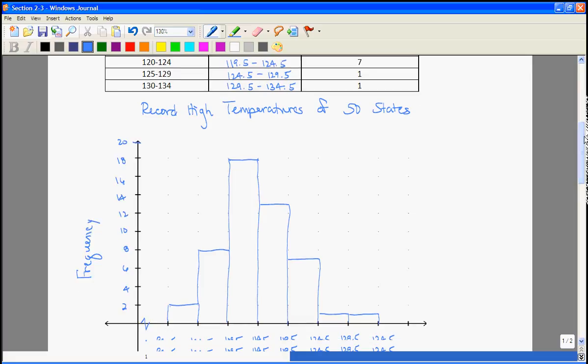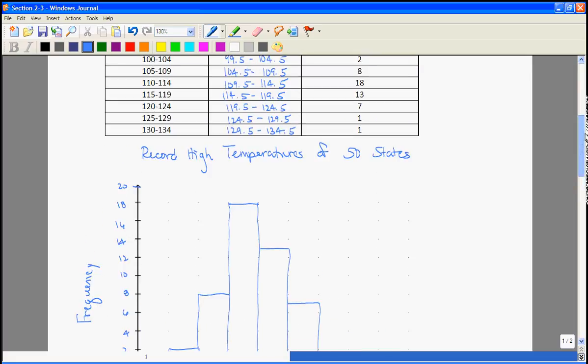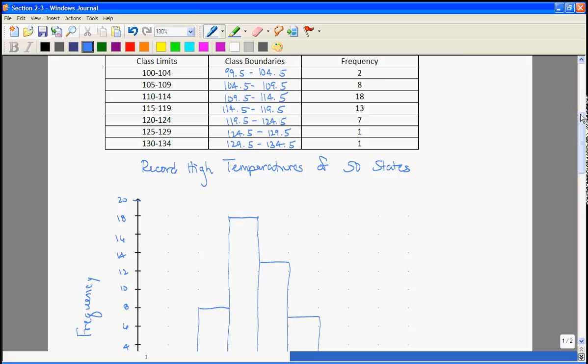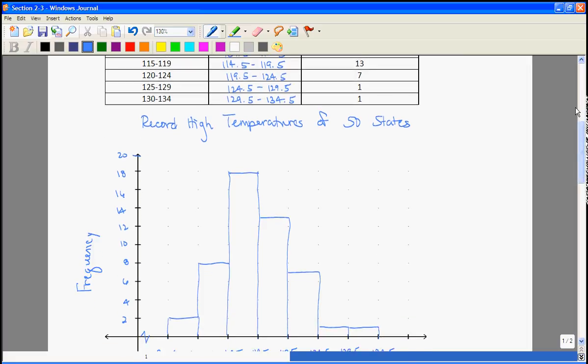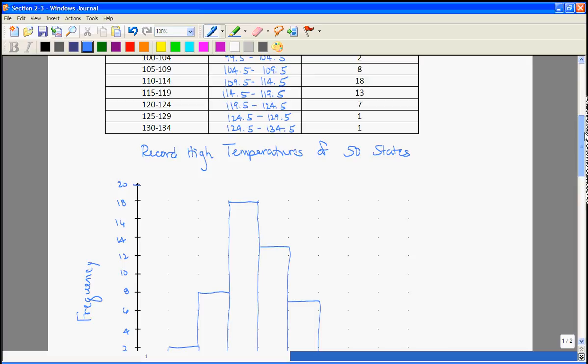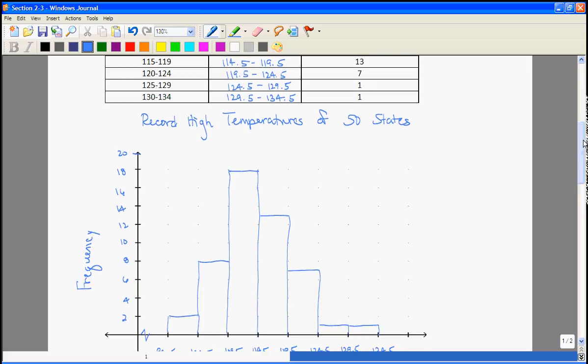Of 50 states. So there's our histogram, and even though we saw that most states had a record high temperature somewhere between 110 and 114, we get a bigger picture with our histogram, noticing that things taper off from there, that there are actually more record high temperatures above 114 than below, and that very few states have a record temperature above 125. All of that information is immediately available by having something visual to look at rather than just relying on the frequency distribution.